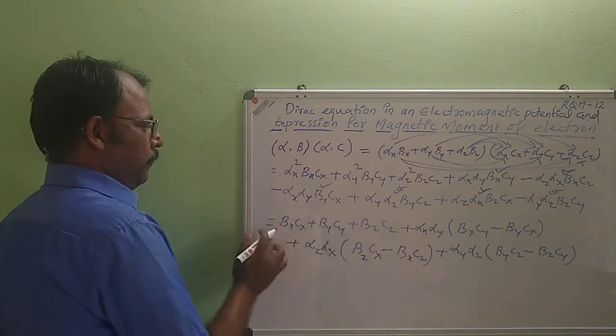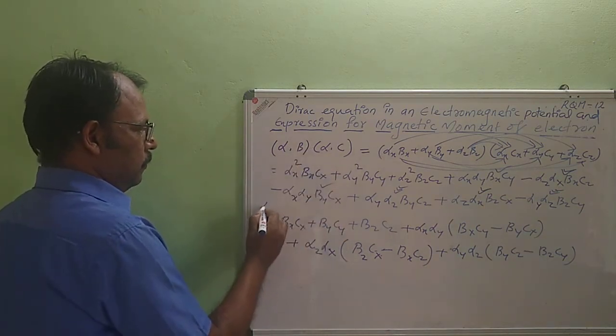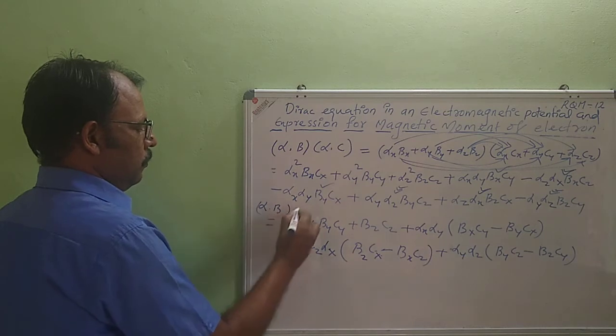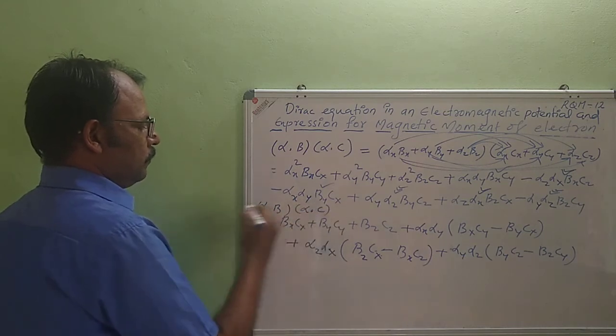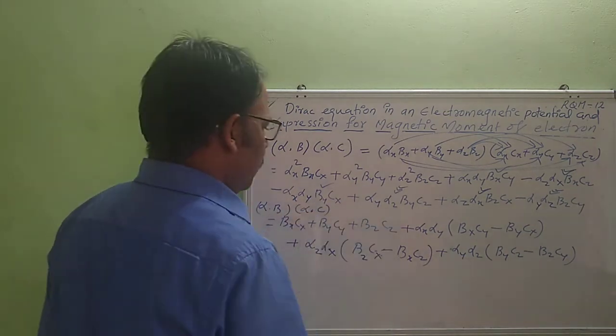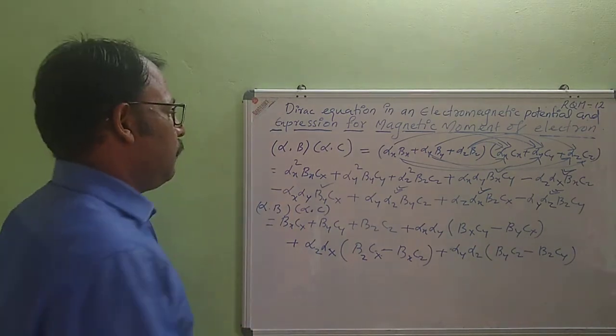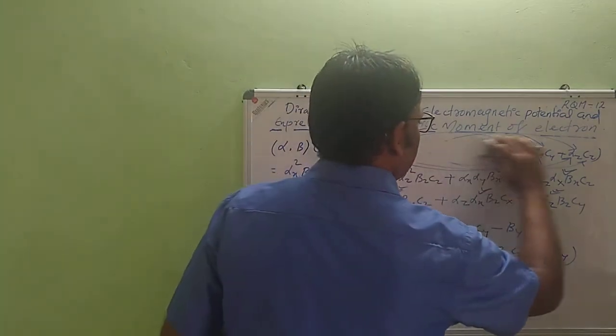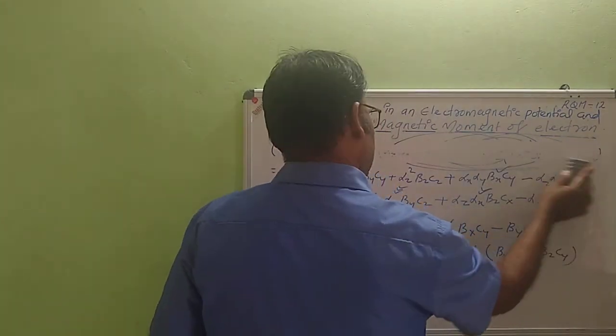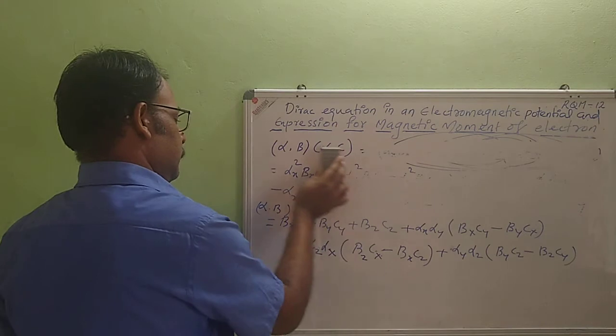Now this is alpha dot B into alpha dot C. Now find the value of alpha x alpha y. We know alpha x alpha y. What is the value of alpha x alpha y? What is alpha x?